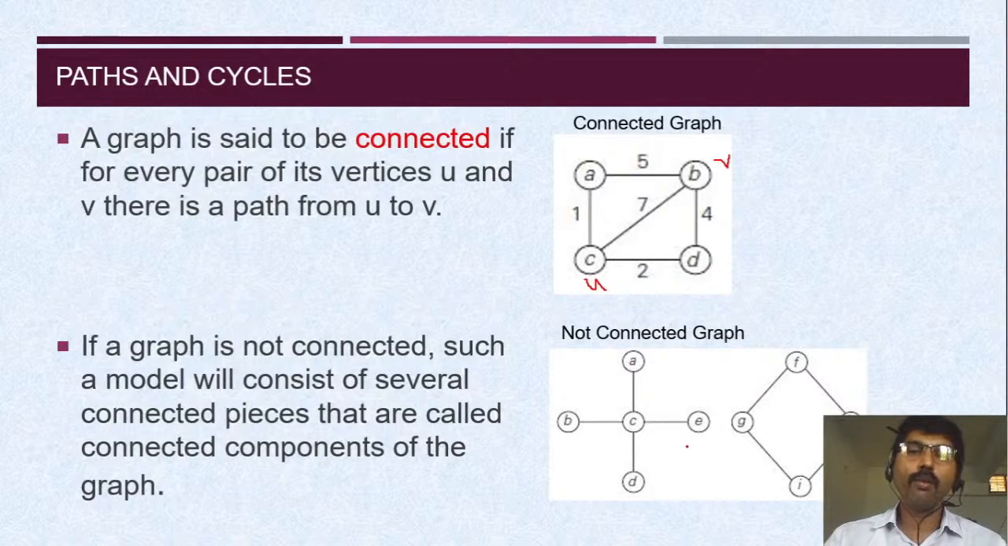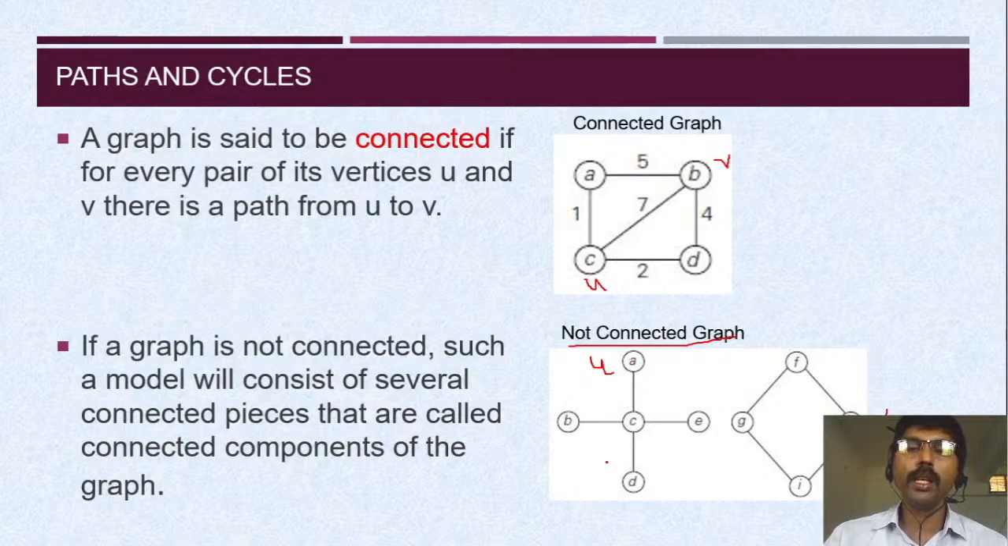Now one more type is there, the not connected graph. Sometimes in our real life applications we also deal with not connected graphs. Now what is the meaning of a not connected graph? A graph is not connected if from U to V there is no path. If from vertex U to vertex V, sometimes there is no dedicated path between them.